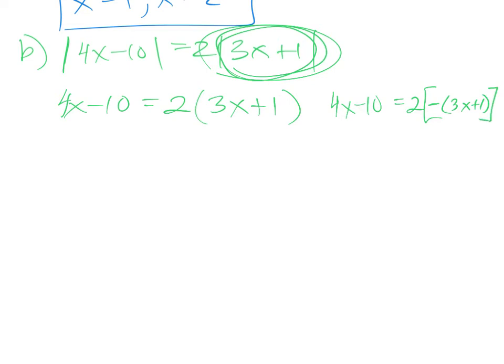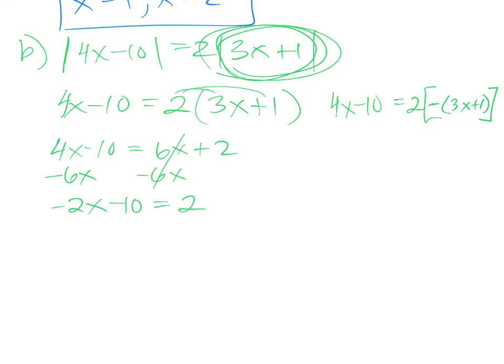Don't get freaked out by the brackets. Brackets are just like parentheses. It's just for the purpose of organization. Okay, let's solve for x. I'm going to distribute here. I'll get 4x minus 10 equals 6x plus 2. I like to have my x on the left side whenever possible. So I'll isolate it, in this case, on the left side.